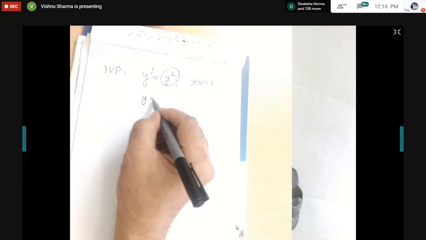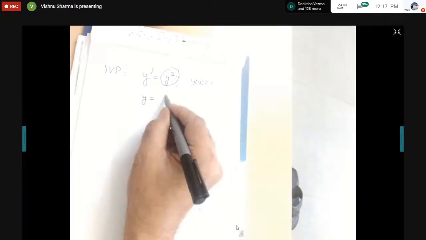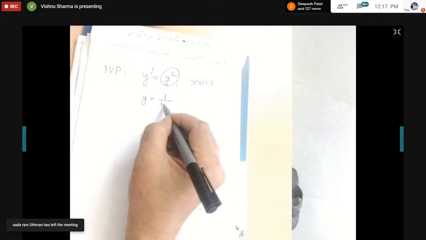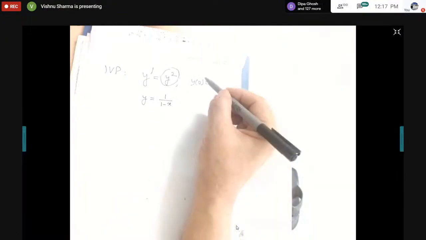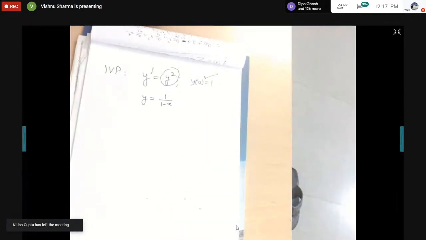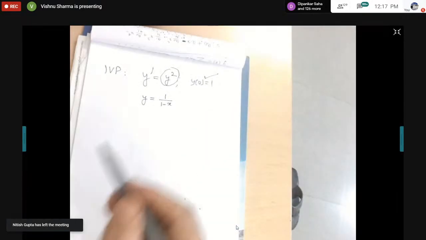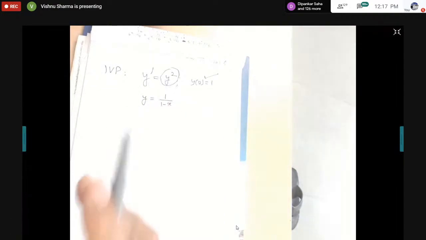You can see quickly that the solution satisfying it should be what? 1 over (1 minus x). Am I right? Because when x is equal to 0, y(0) is equal to 1, it satisfies the initial condition, and one can quickly see that it satisfies the differential equation identically.